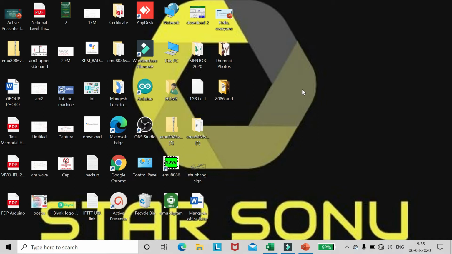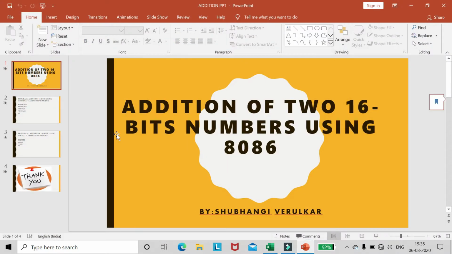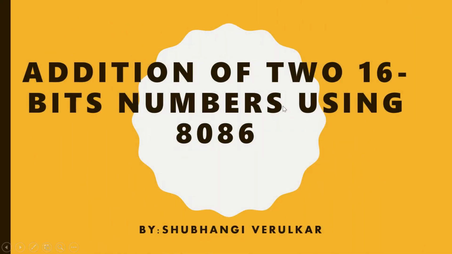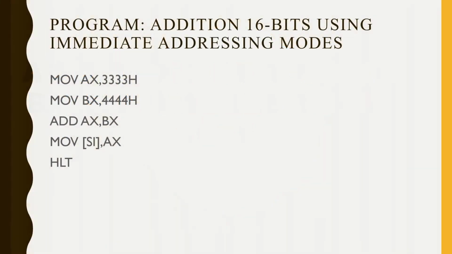In today's video we are going to see how to do addition up to 16-bit numbers using emulator 8086 by immediate and direct addressing mode. For it, first I will explain a program and then we will execute that program through emulator 8086. So, addition up to 16-bit number using 8086 microprocessor, and the first program we are going to do here is addition up to 16-bit number using immediate addressing mode.